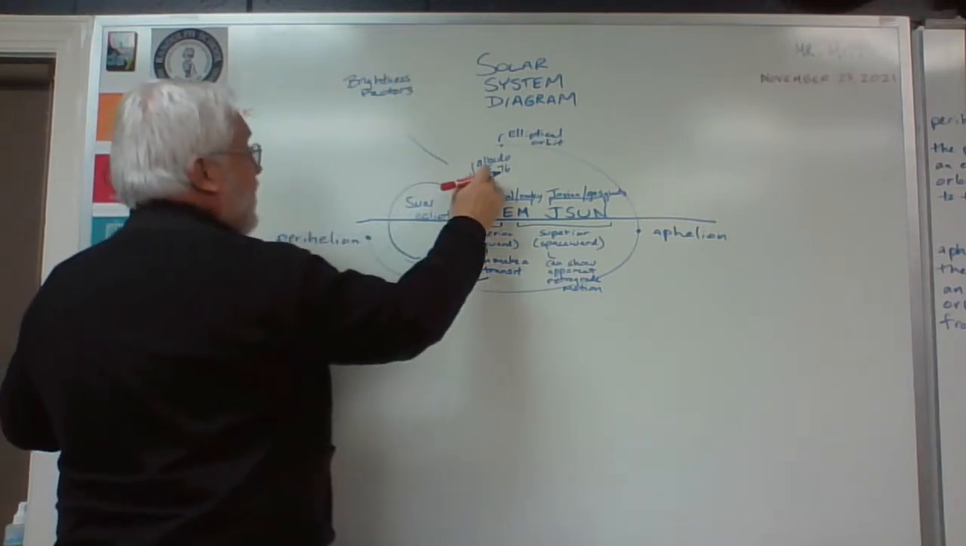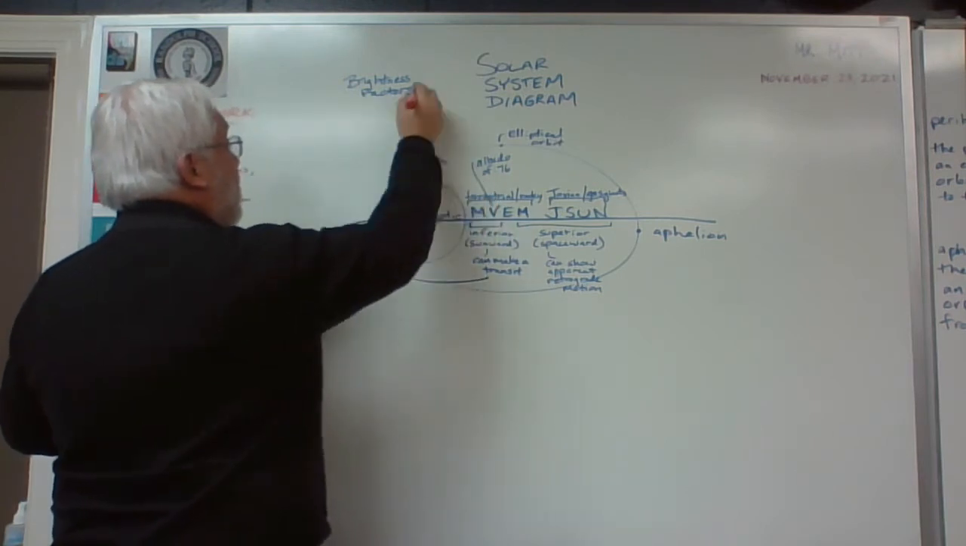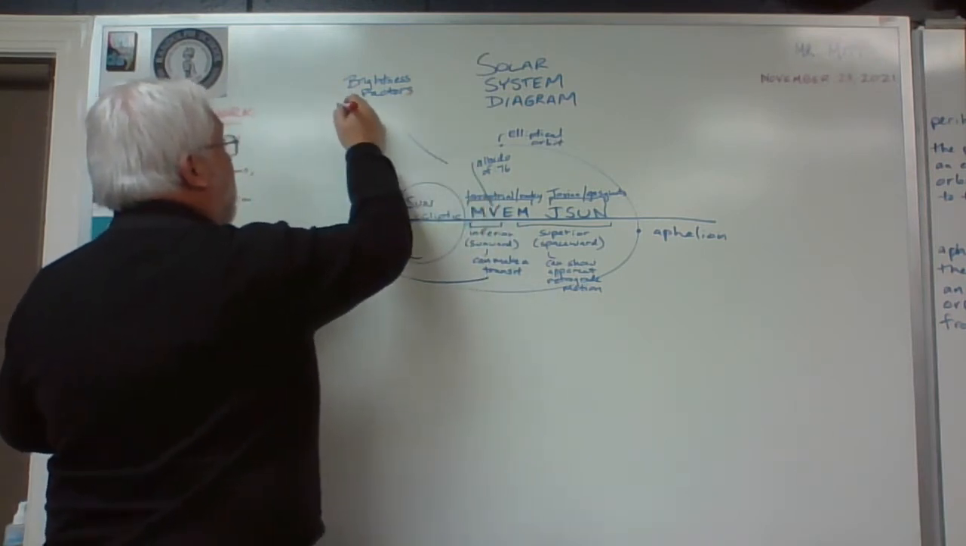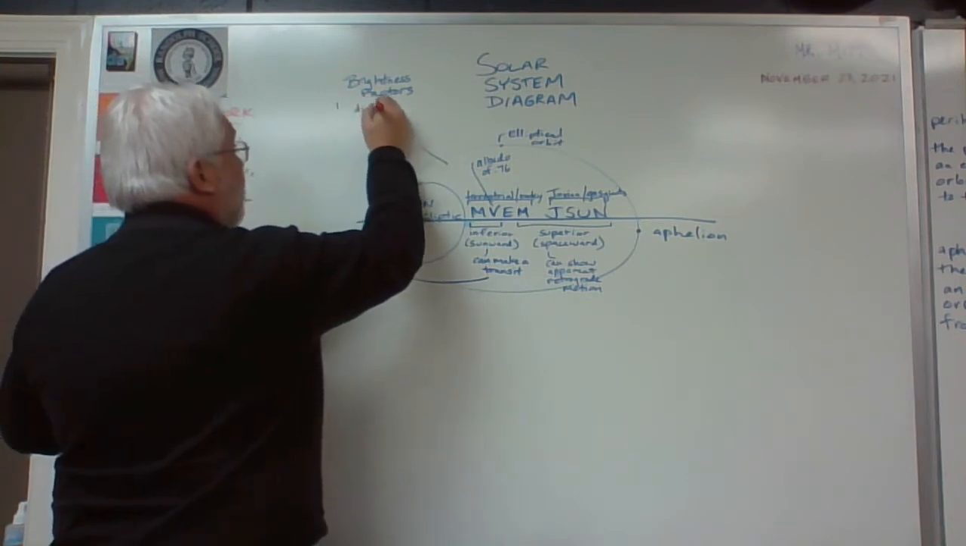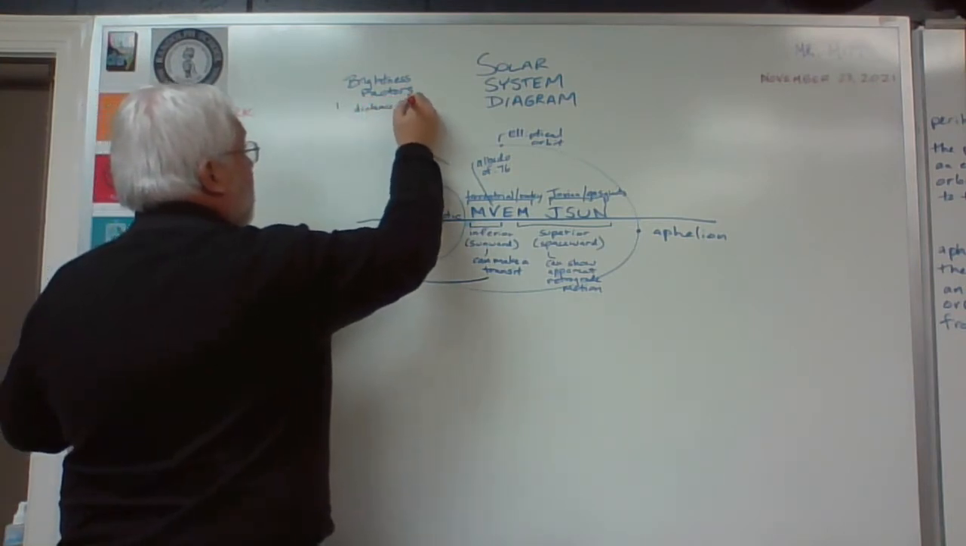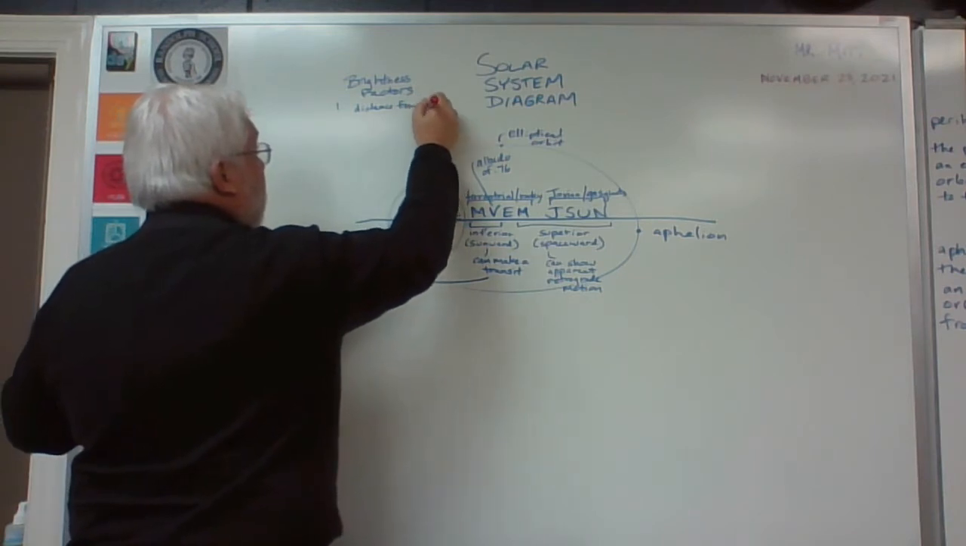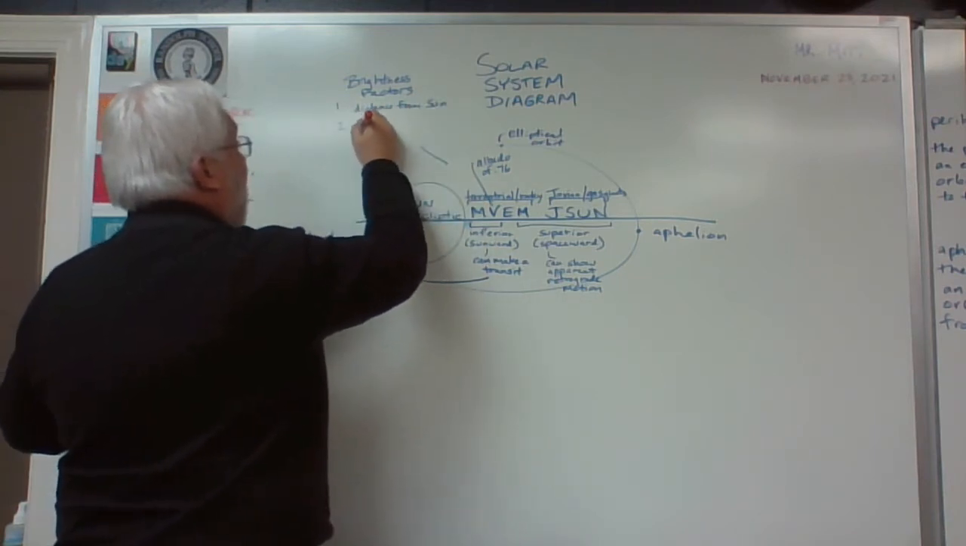As soon as we draw albedo for Venus, that reminds us that we have these brightness factors. There are three things. One is the distance of that planet from the sun. One is the size of that planet.